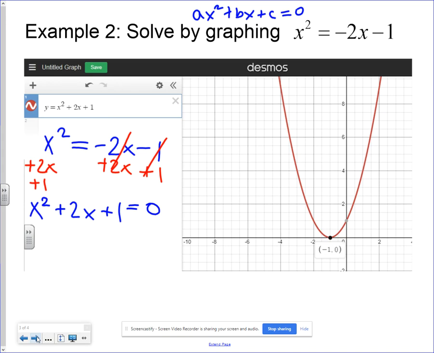Now, replace the 0 with a y and graph it. So we want to graph this equation here. y equals x squared plus 2x plus 1. Where does it cross the x-axis? It crosses at the negative 1. So the solution to this quadratic equation is negative 1.